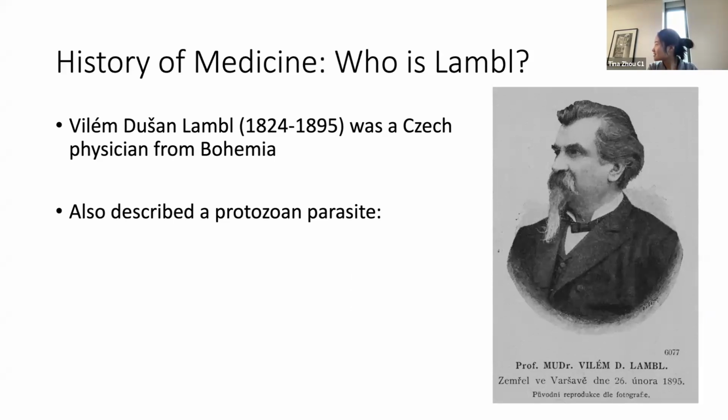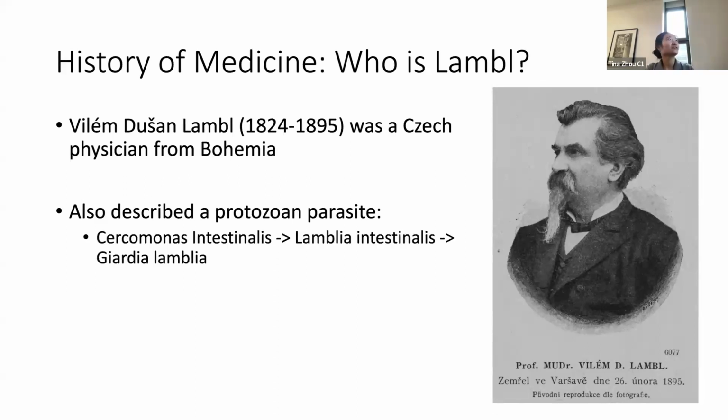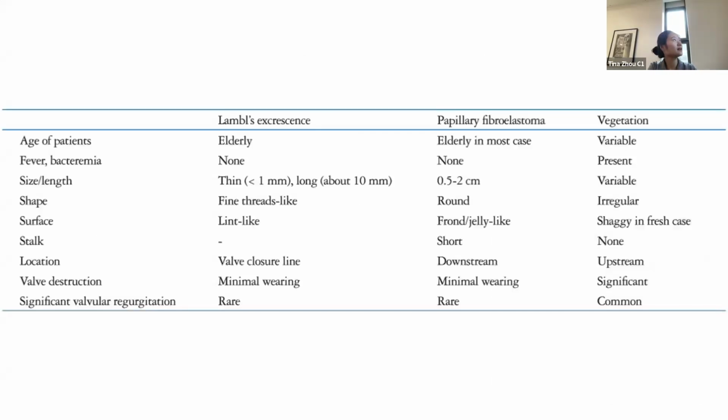Here's a question to the medicine resident. Do you know what it is? Yeah, Dr. Chow knows. It's Giardia, but how does that come from Lambl? So it was first named Cercomonas intestinalis, and then it became Lamblia intestinalis, named after Lambl. But then they also added Giardia in front of it because Giardia is another physician, and over time we just know it as giardiasis. Anyway, this is a nice table comparing some of the findings around the aortic valve.